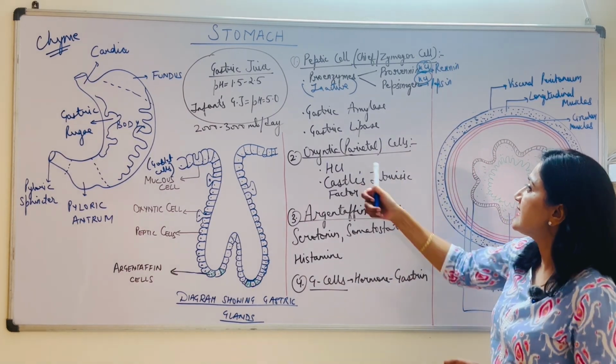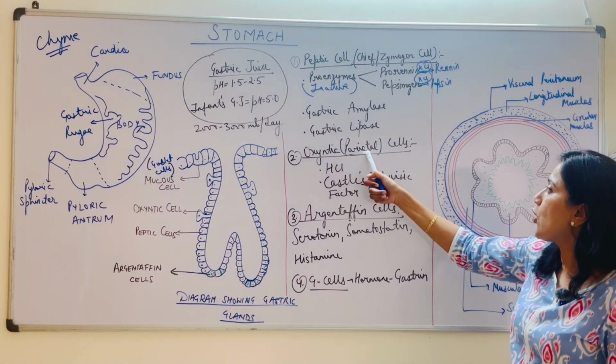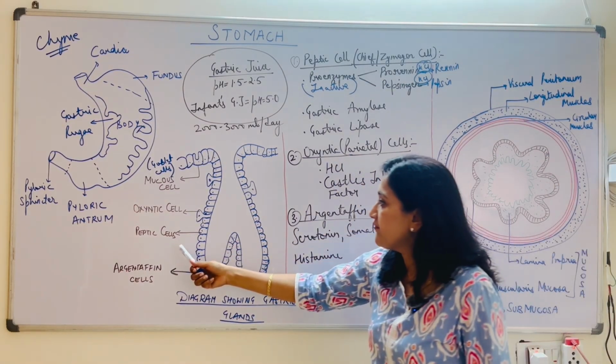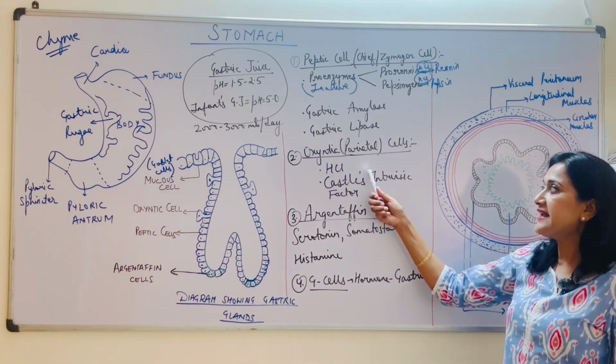And from where is HCl being secreted? HCl is being secreted by oxyntic or parietal cells. So here we have oxyntic or parietal cells, which will be secreting HCl.